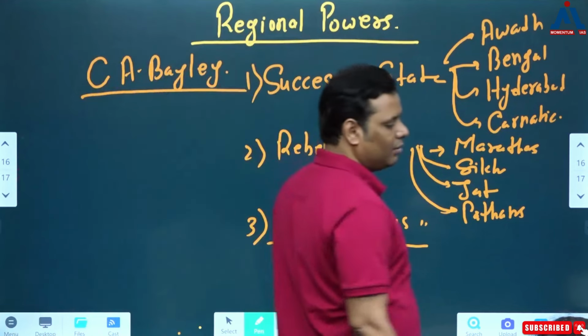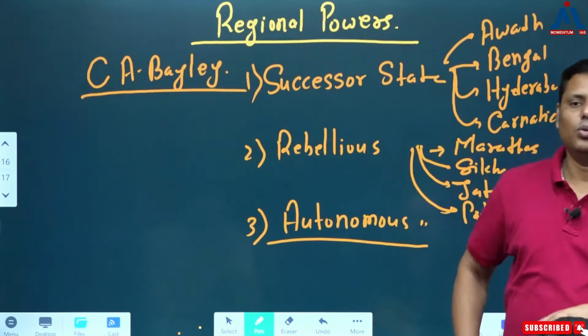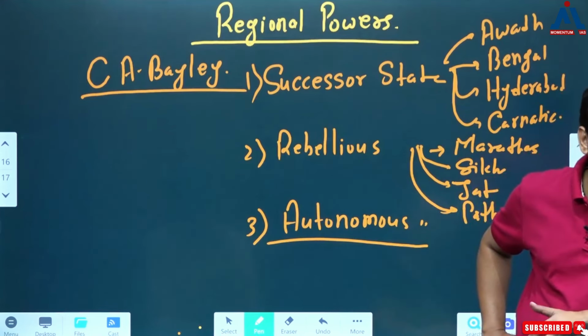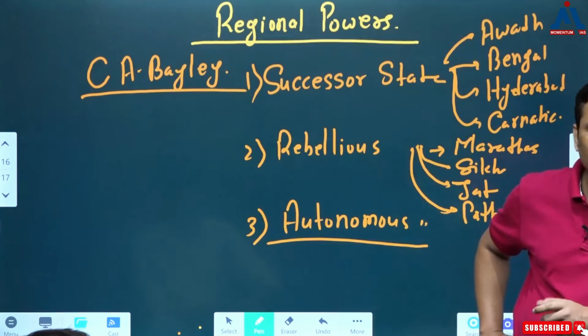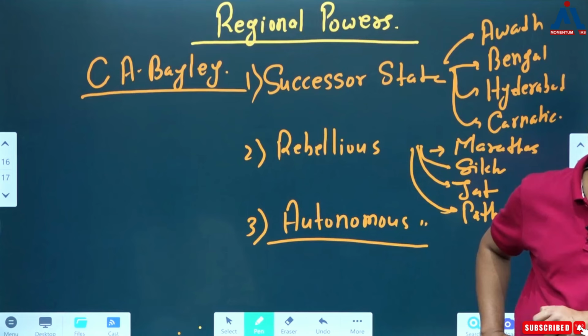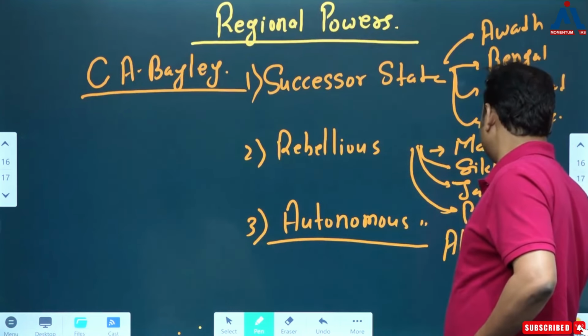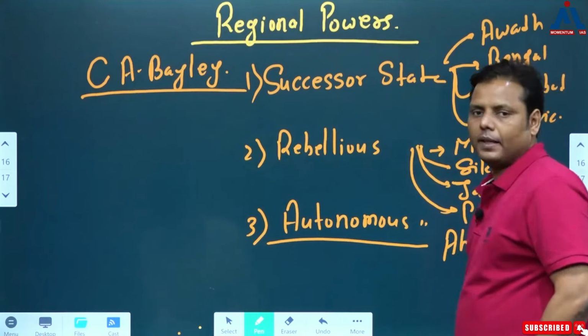And then finally it comes to the autonomous states. Now what are these autonomous states? Those who are never under any power, specifically Mughal power. So what would be the ideal example of these autonomous states? Kashmir was under control. Yeah, exactly. Ahom kingdom. The best example for this is the Ahom kingdom.